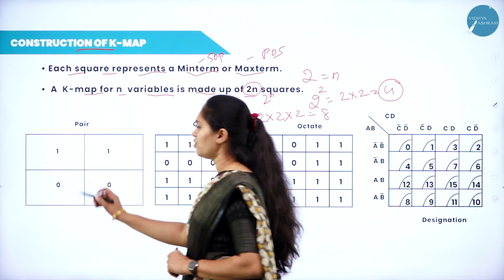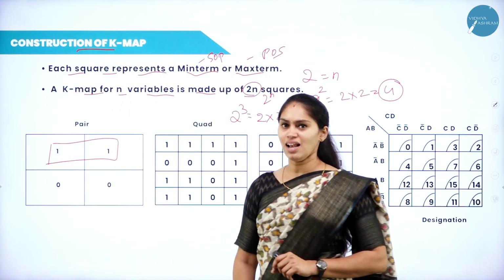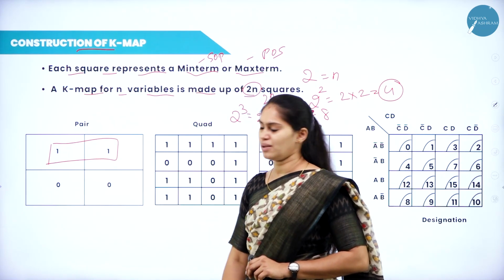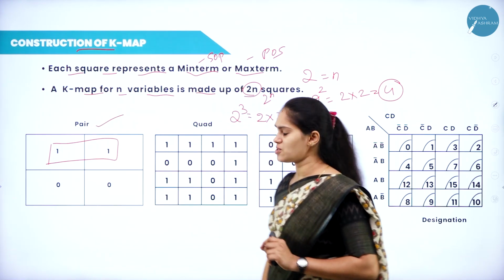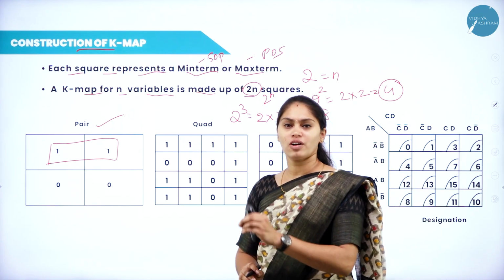No. So that is what? We have to make a group of 1s. So wherever we have 1 in a cell, that needs to be grouped. If I group 2 consecutive 1s, that will be considered a pair. And also quad. Quad in the sense what? It is a grouping of 4 consecutive ones.